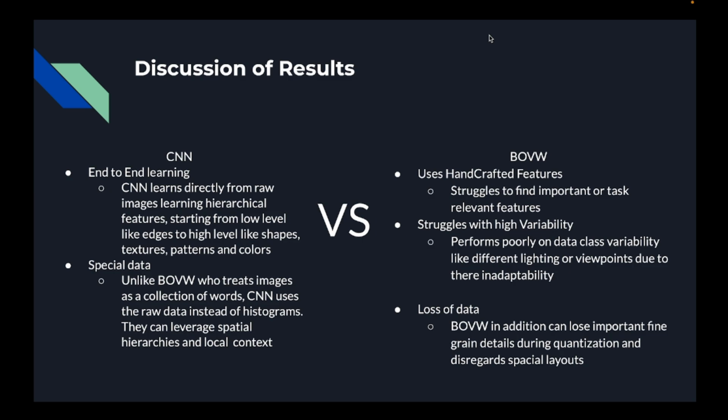Bag of visual words uses handcrafted features and struggles to find important, relevant features. It performs poorly on data with class variability, like different lighting or viewpoints, due to its inadaptability. Bag of visual words, in addition, can lose important fine-grained details during quantization and disregard spatial layouts.